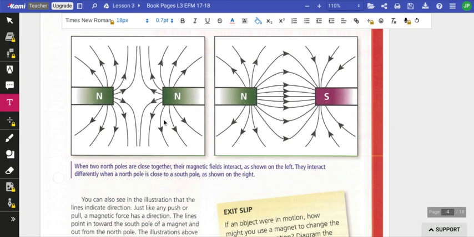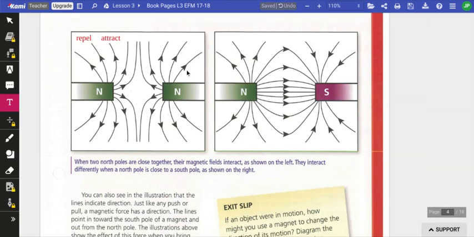This image shows how when two similar poles are near each other, they repel. So I'm going to put the word repel in here. At the end of the North Pole, this arrow determines the direction of the magnetic force. The magnetic force wants to push out, and they're going to push out on each other.